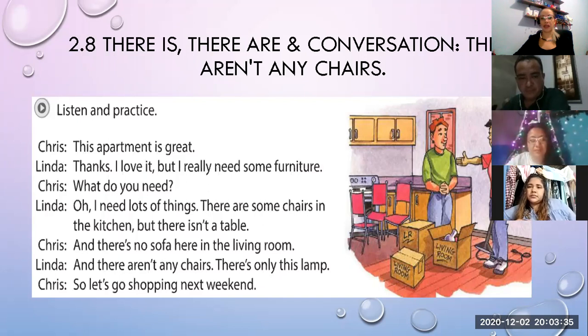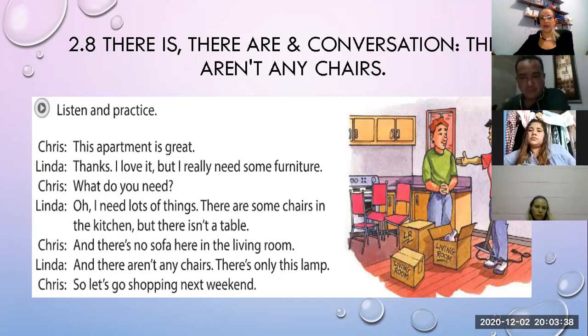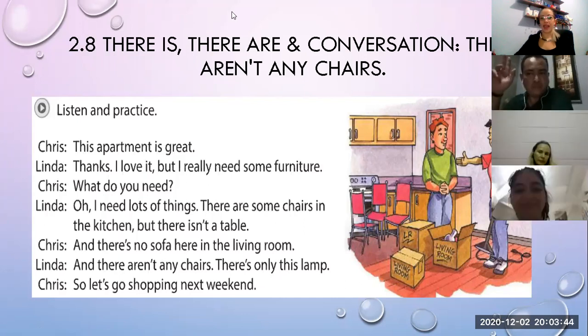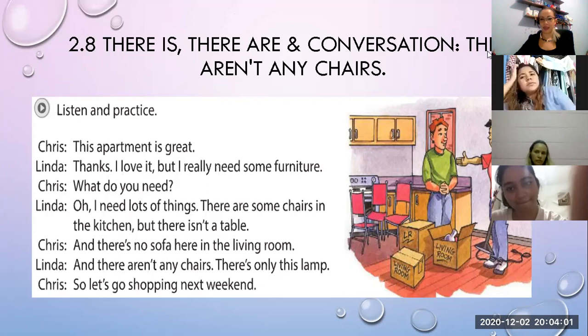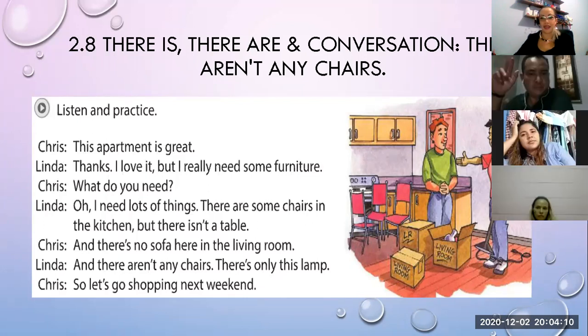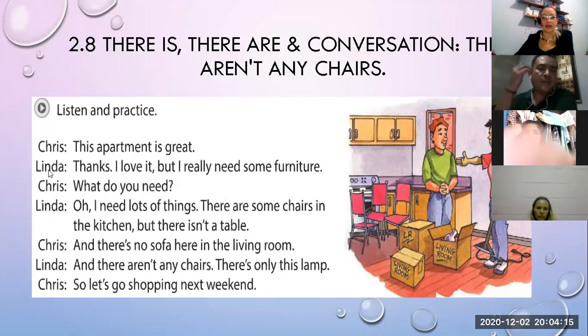Do I have volunteers to practice the conversation? Volunteers? Raise your hand. I need to see the hands. Alejandra? Okay, Alejandra. Who wants to practice with Alejandra? A volunteer? Okay, Alejandra and Gerardo. So you can start, Gerardo, and then Alejandra continues.